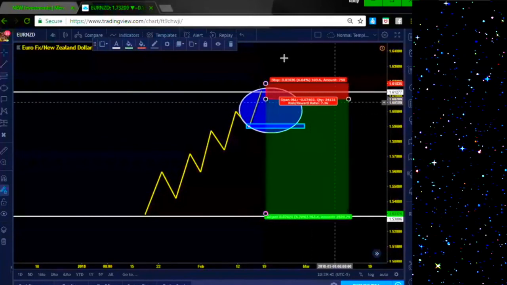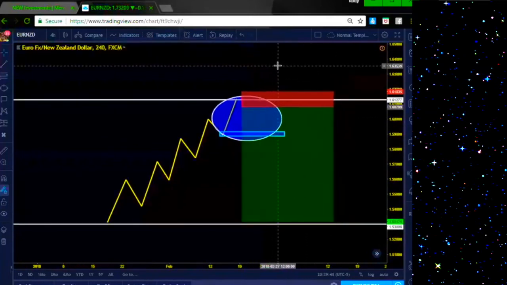Yeah, structure hasn't broken, but what does that mean? What does it mean if structure hasn't broken? What's the fundamental principle here?